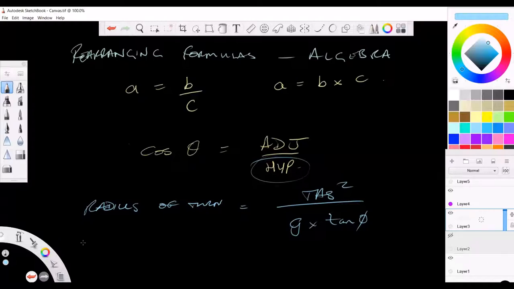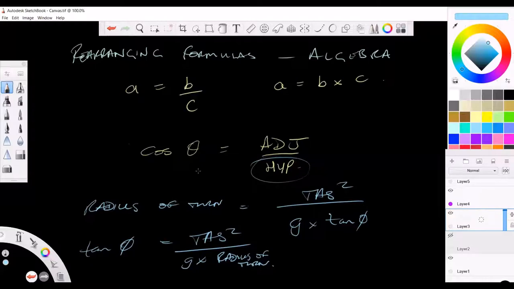What we can do is we can say that tan phi, tan of the bank angle, is TAS squared divided by g times radius of turn. Yeah, so that's a useful one. The g just remains in place. You've actually got four elements here, not three, but the g just remains in place.